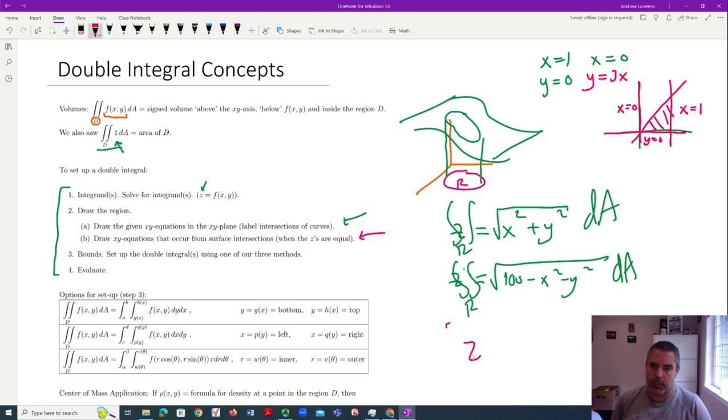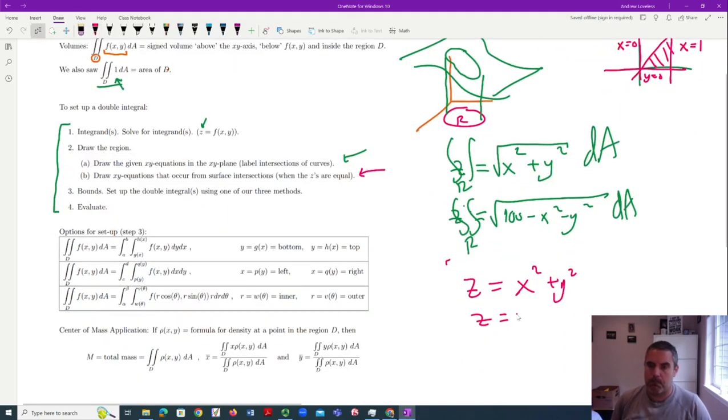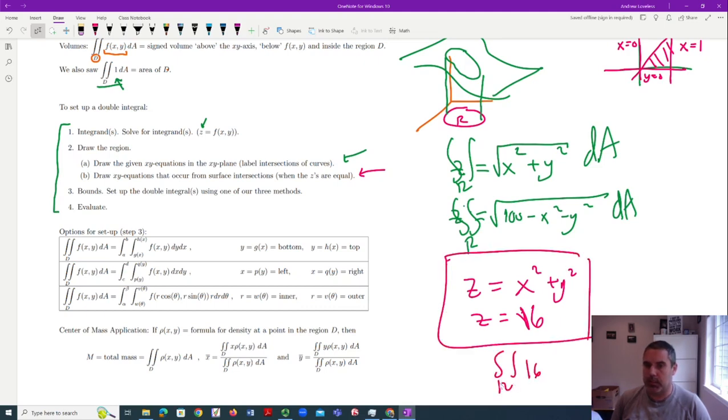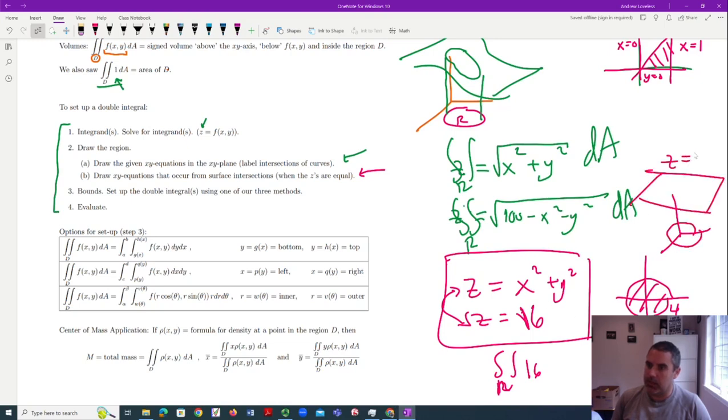So find when the z's intersect. For example, if you had z equals x squared plus y squared and z equals 16, and the question said find the volume between these 2 things, first you would have these 2 problems: the double integral of 16 and the double integral of x squared plus y squared. Then when you go to draw, they didn't give you any equations, so you find the intersection of these 2, which is a circle of radius 4. You have this circle of radius 4 on the ground and 2 different surfaces, z equals 16 and this parabola, and you're trying to find the volume between them. But all that really matters is you're integrating over a circle, so you would set it up in polar, then compute and subtract.